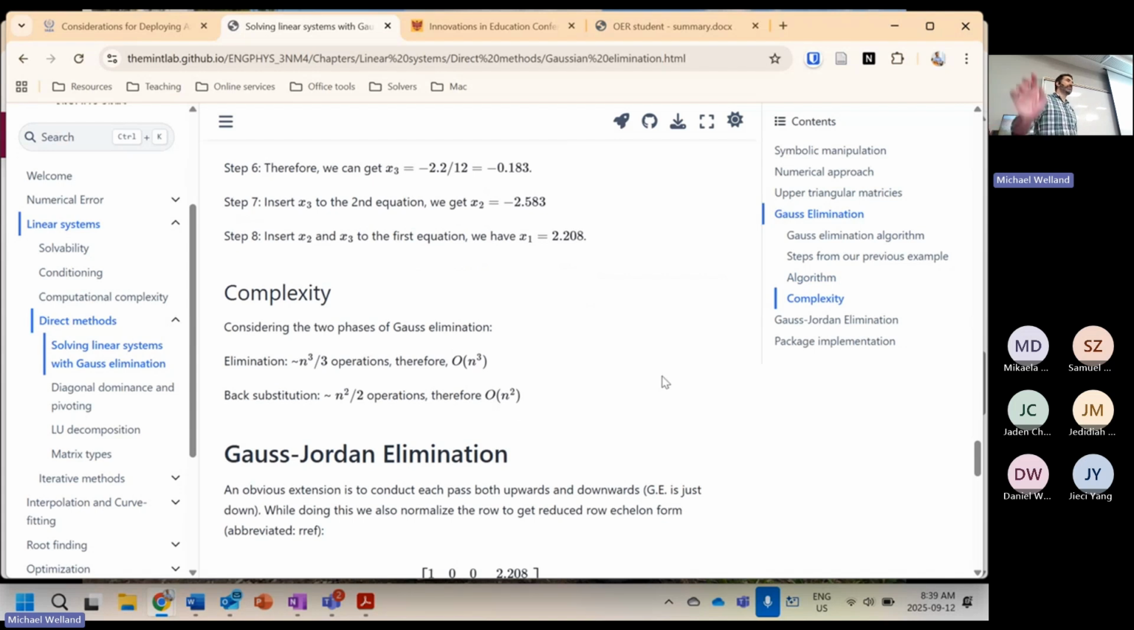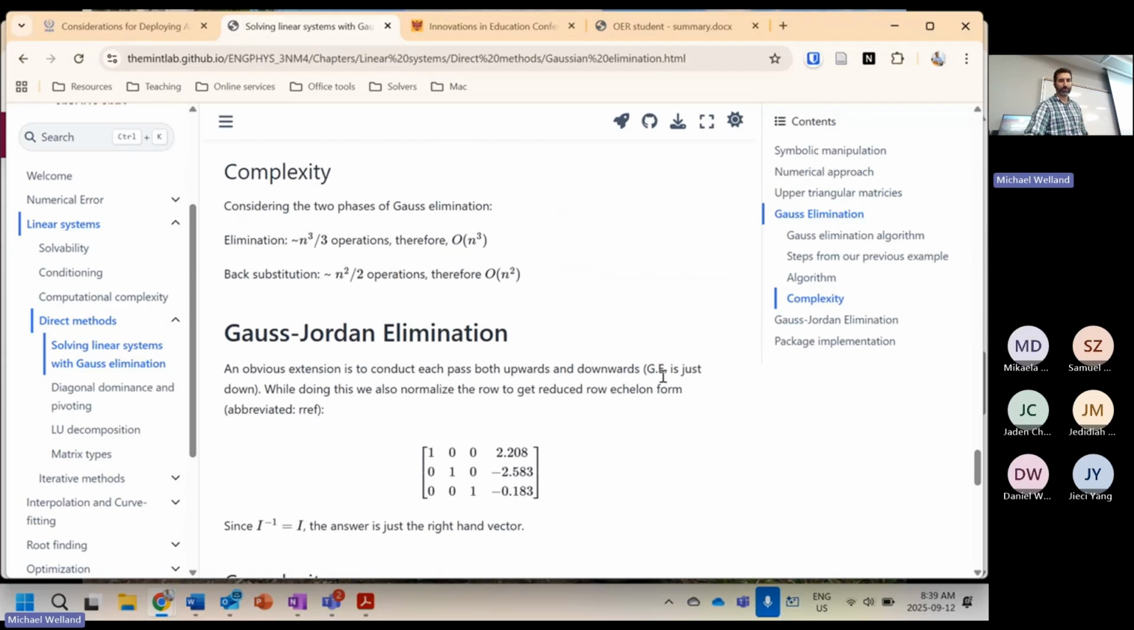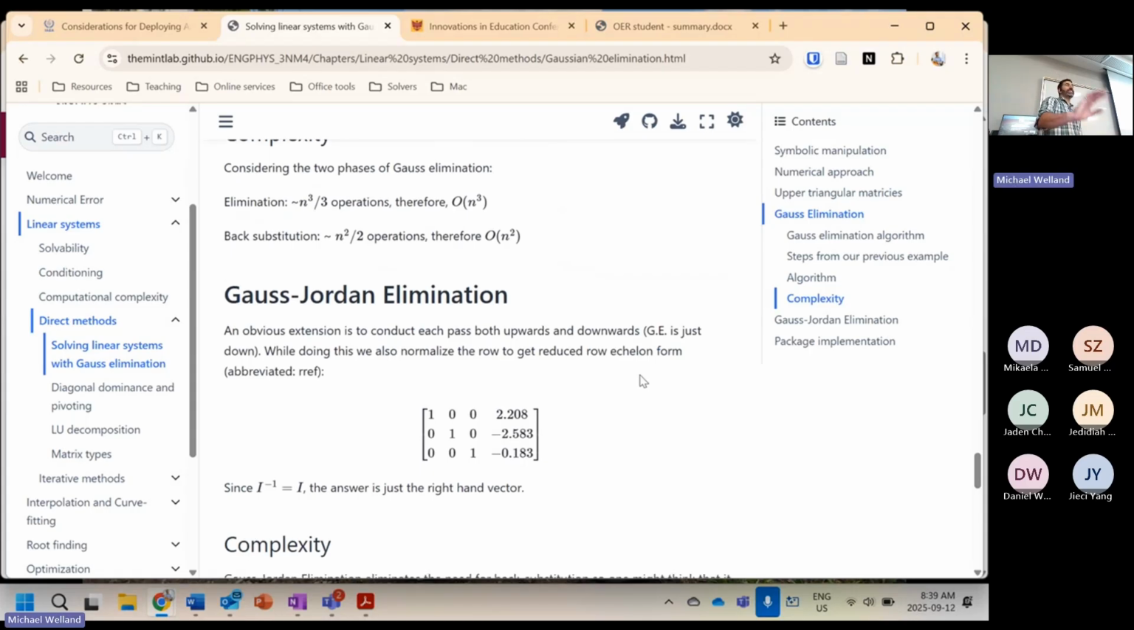So it seems like we've actually increased this. We've made a more complicated thing because now we have to do both, but bear with me for a second. An obvious extension to doing this is to not bother with the back substitution phase. If you wanted, you've made the upper triangular. Now you just take the lowest row.